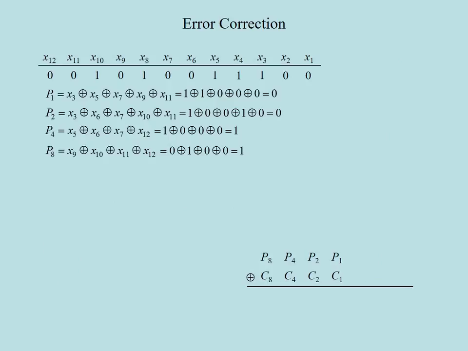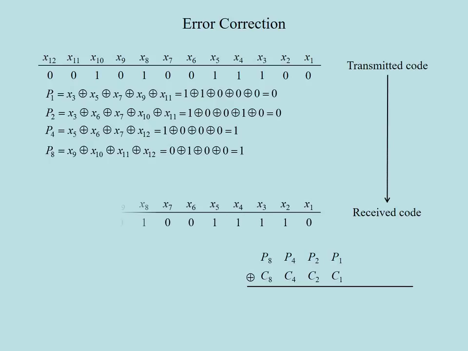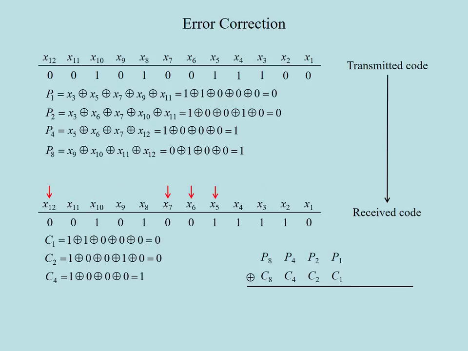What if a parity bit is received erroneously? Would the error localization work as well? Let's try. That is, assume yet another transmission that is received as this bit sequence. Compute the parities C1, C2, C4, and C8 from this message.